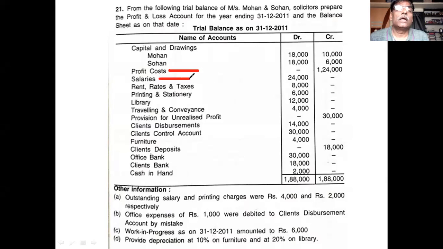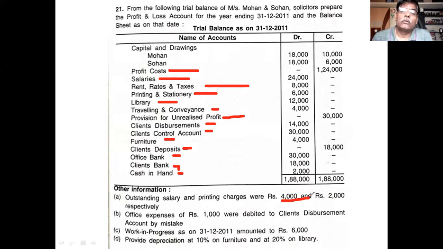Profit cost, income and expenditure account: salary, rent, printing, library, conveyance, all go to income and expenditure. The next is provision for unrealized profit, income and expenditure; disbursement, balance sheet; client control, income and expenditure; provision, balance sheet; asset, furniture asset, client deposit liability, bank, cash. These are assets. Okay. Outstanding salary and printing you have to add in the respective account.